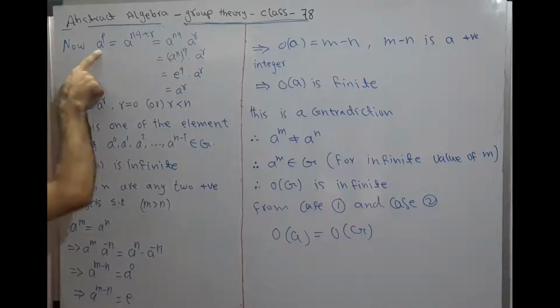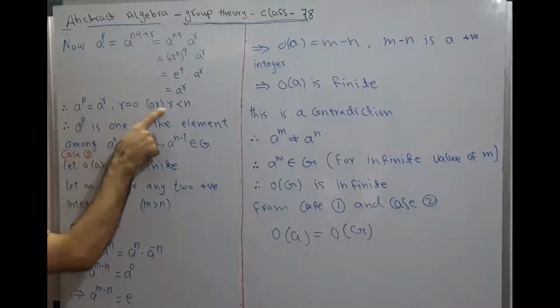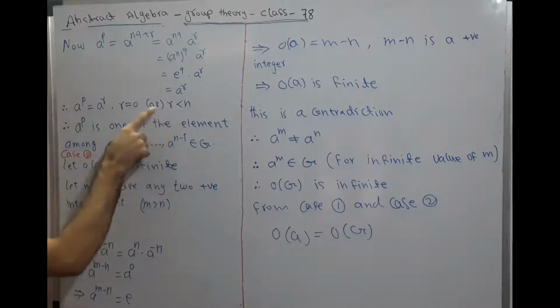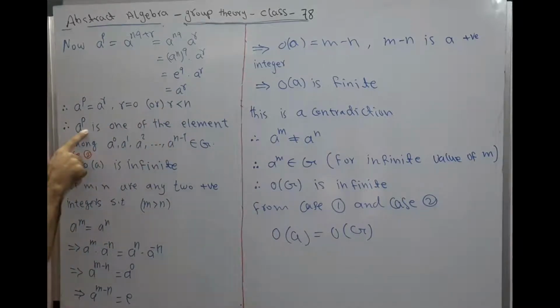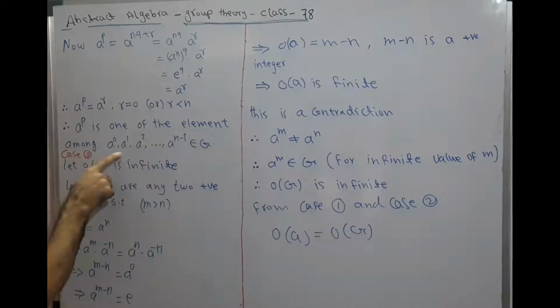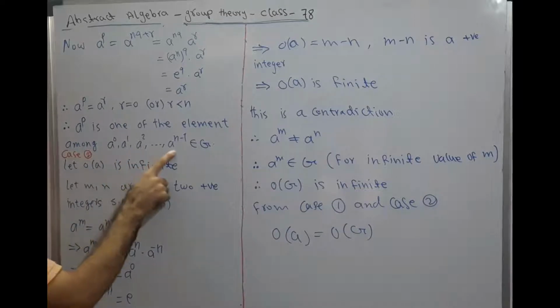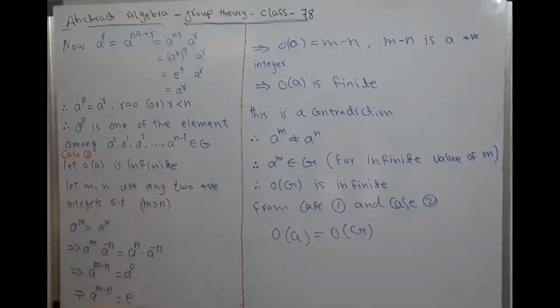Therefore, here a to the power p is equal to a to the power r, where r is equal to 0 or r is less than n. Therefore, a to the power p is one of the elements among a to the power 0, a to the power 1, and so on, a to the power n minus 1, which belongs to G.